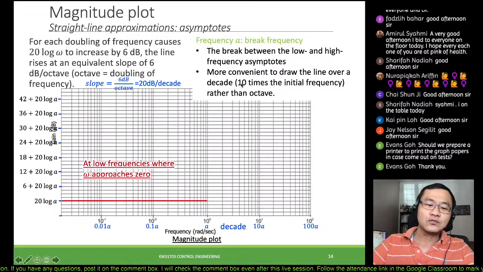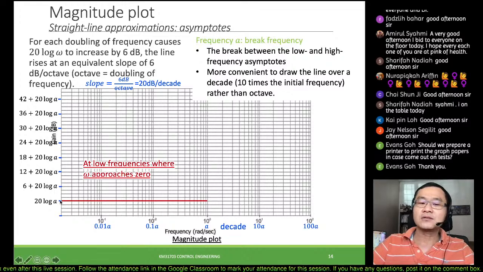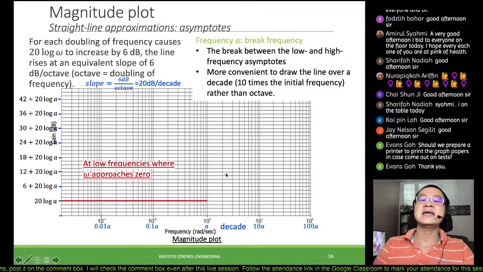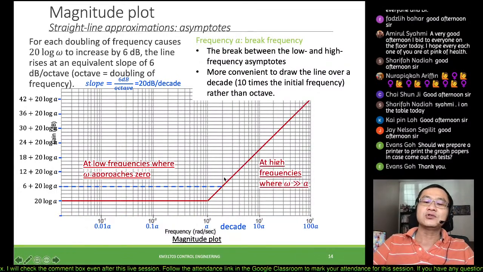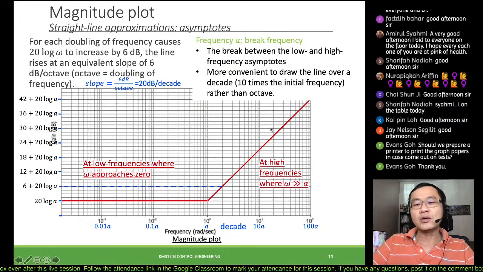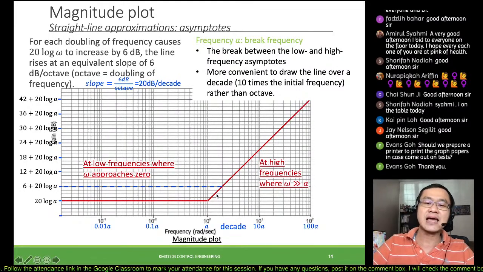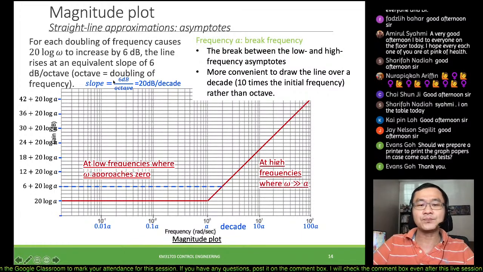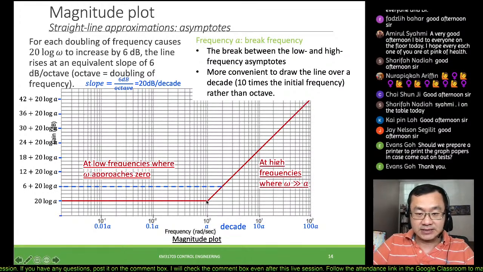So first we start off with the low frequency. In the low frequency, as we say, we will just plot 20 log a. So we will plot for that until the point a, the break frequency, where we change gear to the so-called high frequency. So we will draw another one. How we are going to plot this high frequency line is that we will follow this slope idea, 6 dB per octave. You can see that actually it is 6 dB per octave.